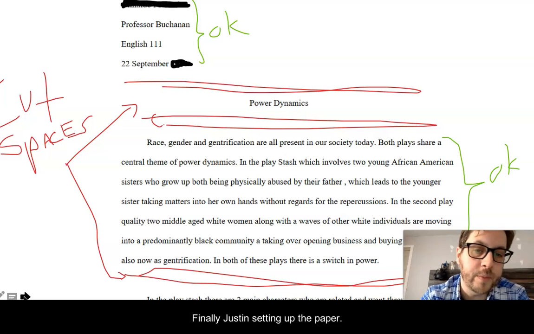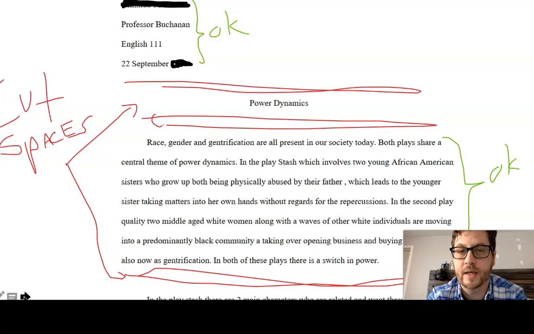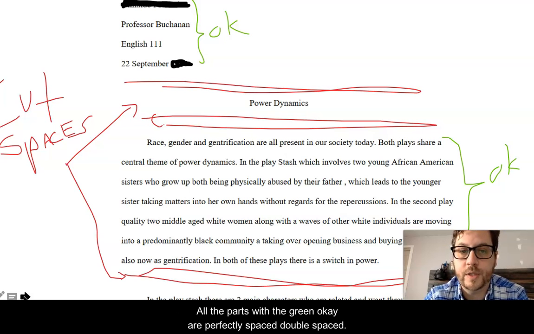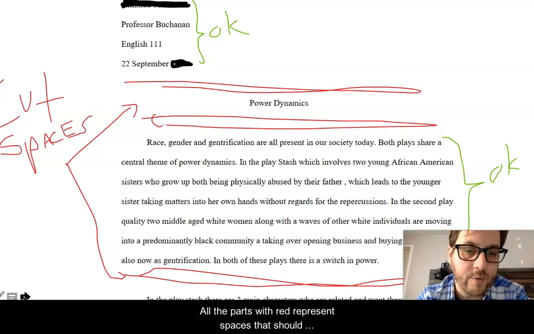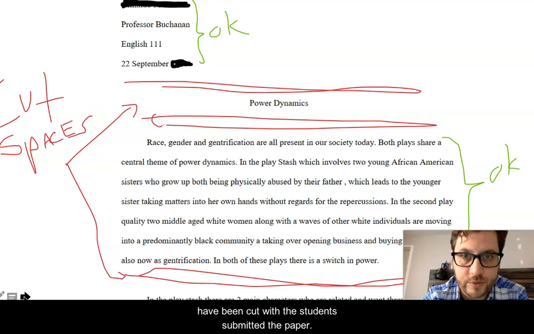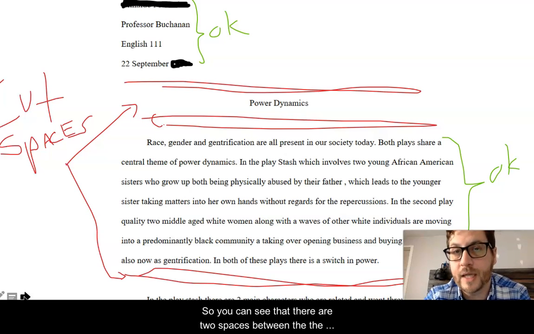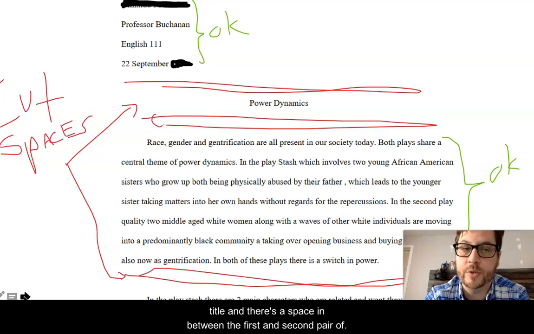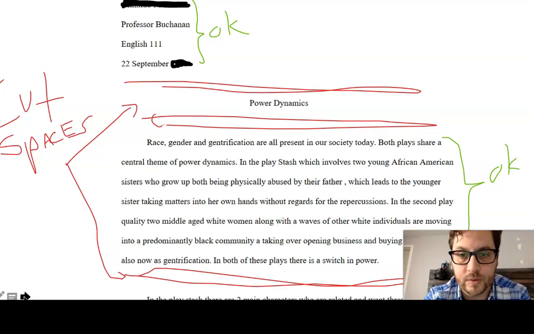Finally, just in setting up the paper, make sure that you have cut out any extra or unnecessary spaces between your paragraphs or your title. So if we look at this example of a student paper, all the parts with the green OK are perfectly spaced, double-spaced paragraphs. All the parts with red represent spaces that should have been cut when the student submitted the paper. So you can see that there are 2 spaces between the title, and there's a space in between the first and second paragraph. These spaces should have been cut by the student.